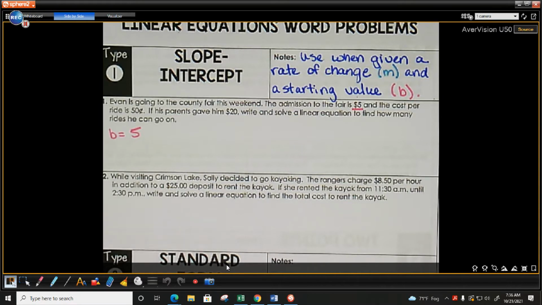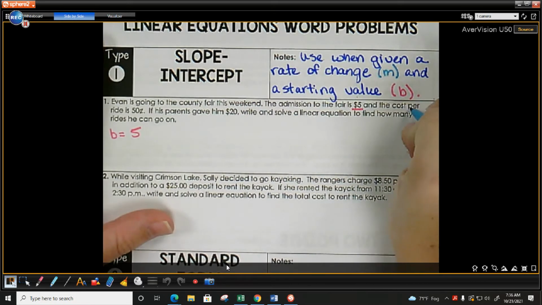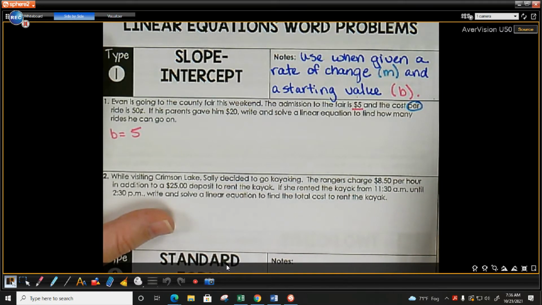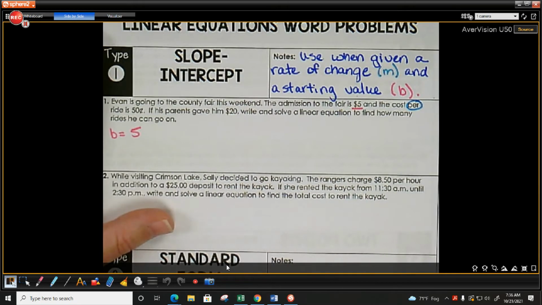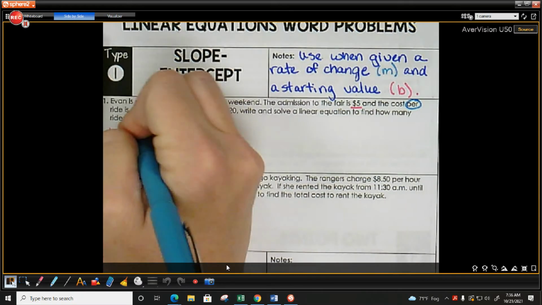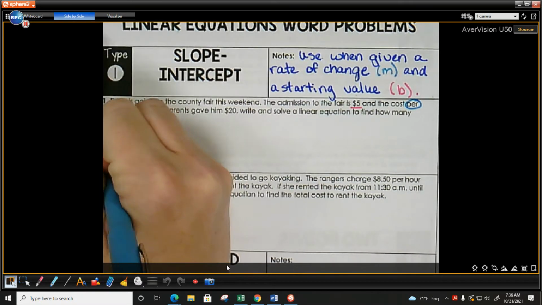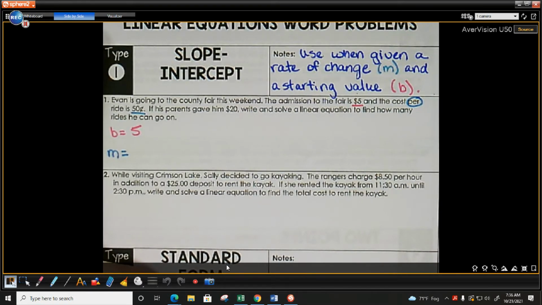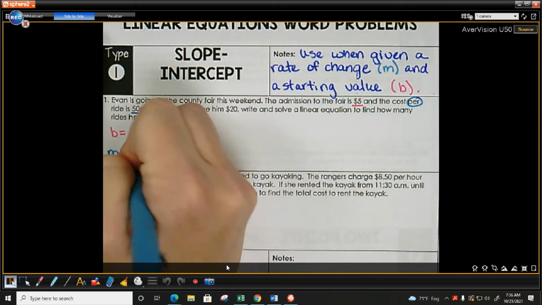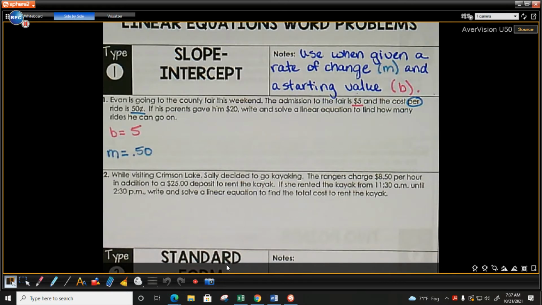Then it says the cost per ride. Guys, this word, per, is going to help us identify our rate. Cost per ride is 50 cents. So what do we think our M is? 50 cents. Now be super careful. How would I write 50 cents? 0.50. I'm going to write it like we would write money. I'm not going to just use 0.5. I'm going to do 0.50 for 50 cents.